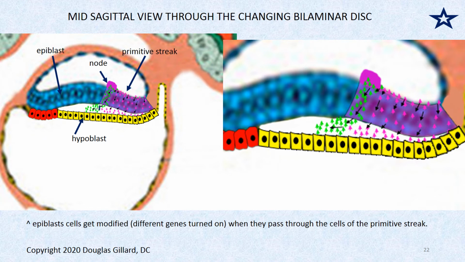Let's see, what do those first ones do? The prechordal plate is what this first wave is going to become in a second. These pink ones are going to spread all over. They're going to come right at you out of the plane of the page and deep into the plane of the page to start making a mesoderm tissue, as we'll see.